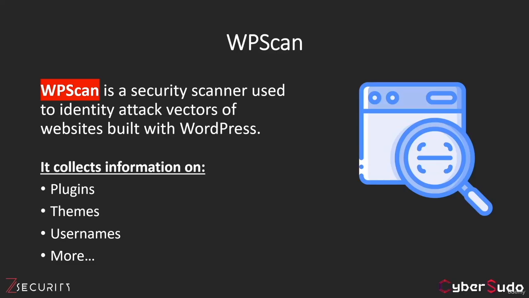If you were able to find that your target has a website and this website uses WordPress as its content management system, then you can use a tool like WP Scan. WP Scan is a security scanner used by ethical hackers, penetration testers, and security analysts, which is used to identify attack vectors of WordPress sites. You can expect finding information like plugin names, themes, usernames, and more.